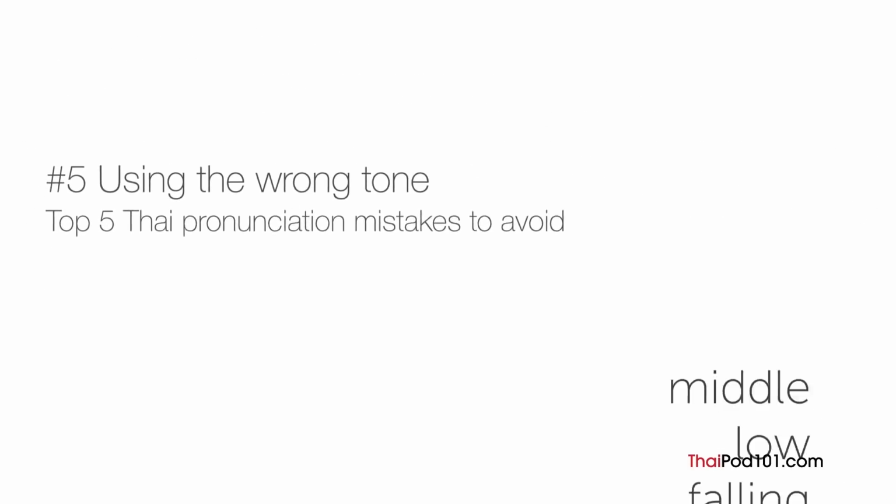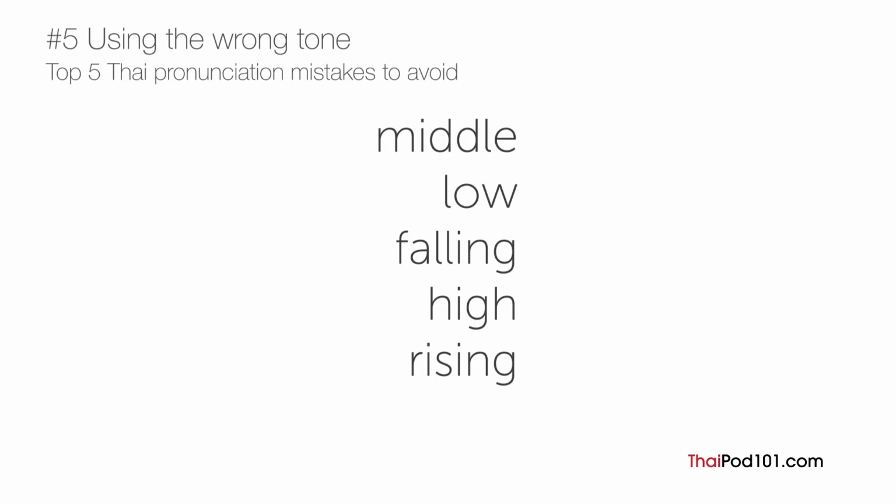Thai is a tonal language. Tone is just as important as spelling in Thai, as it can be used to distinguish the meaning of one word from another. Thai is composed of 5 tones in total, i.e. middle, low, falling, high, and rising tones.